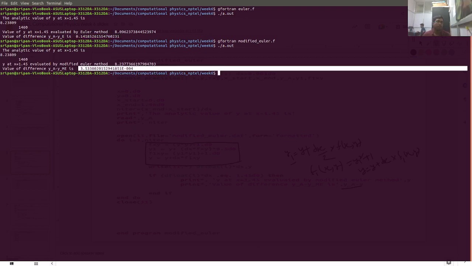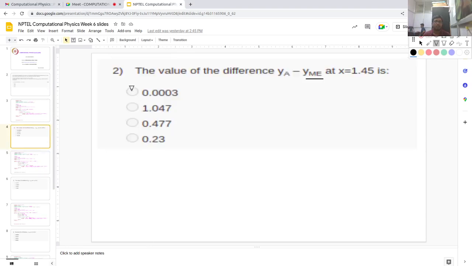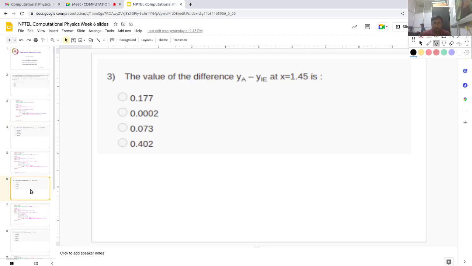So if we look for the options, we will have the option like 0.0003, that will be 3 times 10 to the power minus 4. Okay, so the answer for this question will be 0.0003. So now let us move on to the next question, which is the improved Euler method.